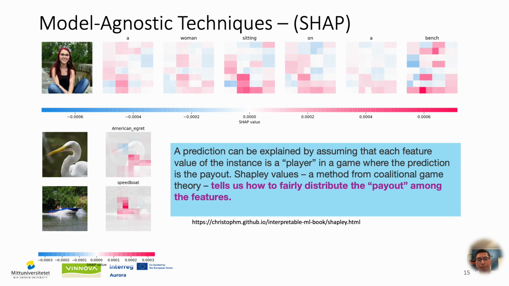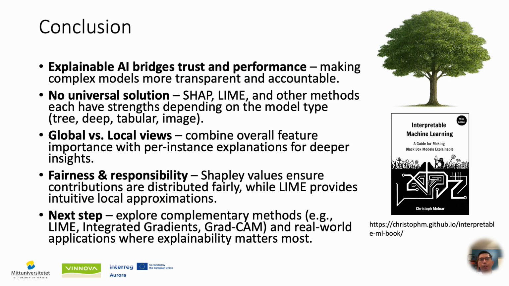To wrap up, today we explored the difference between white box and black box models and explainable AI methods like SHAP. The key takeaway is that explanation techniques allow us to see not just the predictions, but the reasoning behind them. This makes models more transparent, trustworthy, and practical in real-world use.